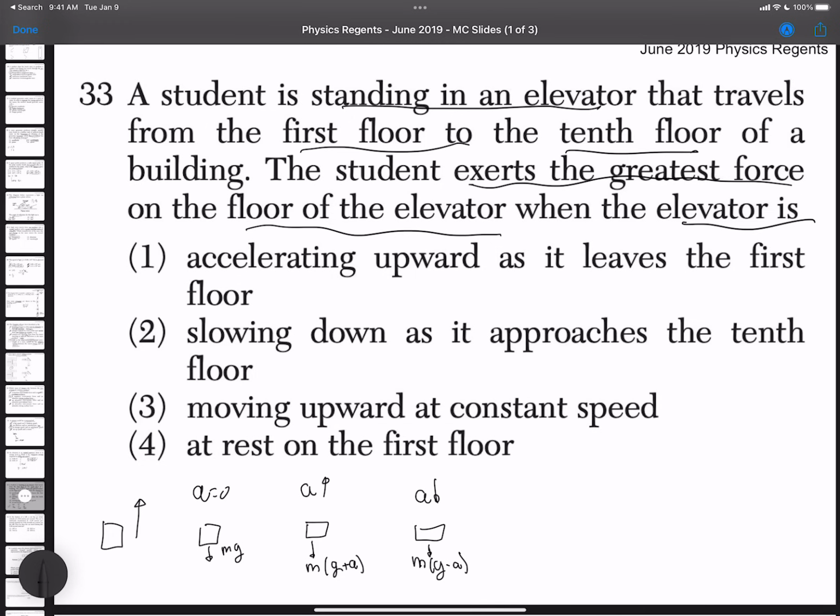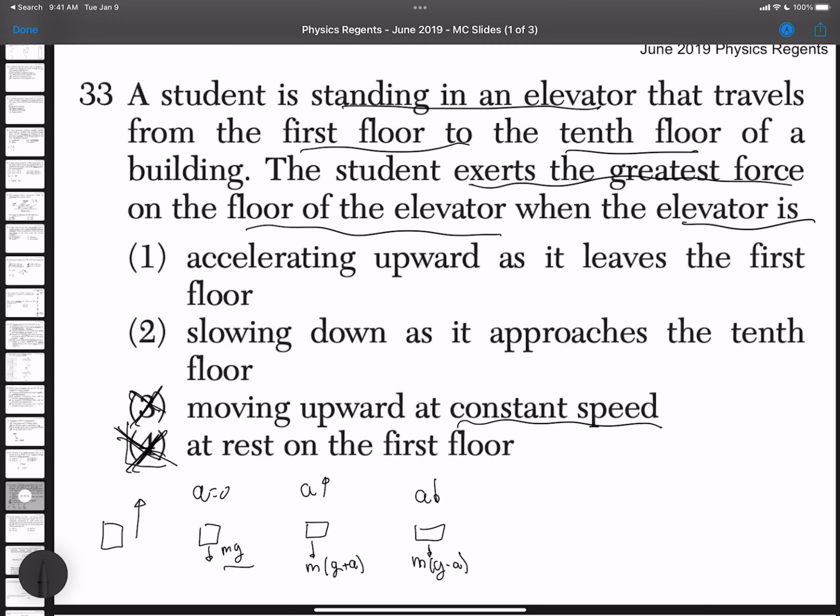And you can kind of remind yourself of this as well. What if the acceleration downwards was equal to the acceleration due to gravity? Well, then you're in free fall and there would be no force at all. And so let's run through these. Let's go from the bottom up. So first, at rest on the first floor. Well, if you're at rest on the first floor, then you're not accelerating, and so that would not be a situation where you would exert the greatest force. You would have that mg going on. Likewise, if you're moving upward at constant speed, you are also not accelerating. So that could not be the greatest.